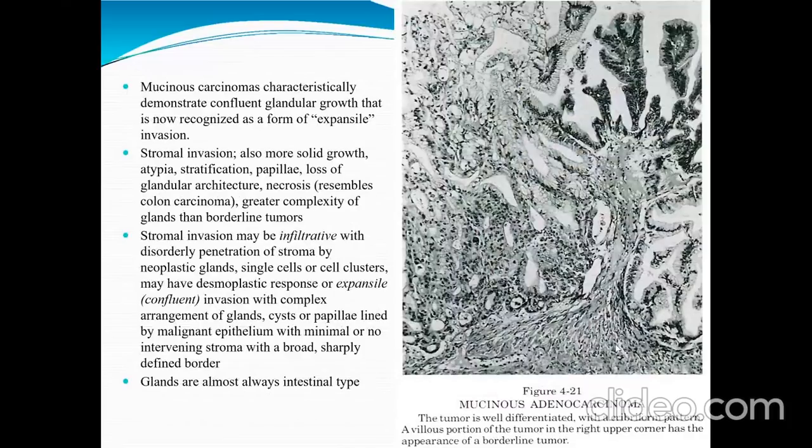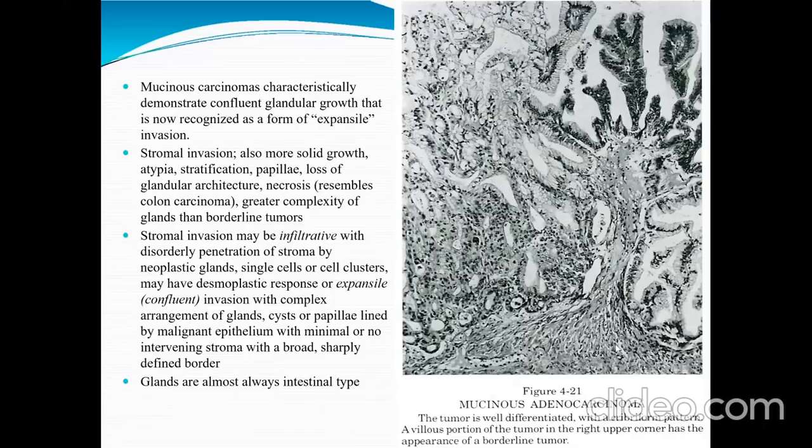And here is a photomicrograph of mucinous adenocarcinoma. The carcinomas characteristically demonstrate confluent glandular growth that is now recognized as a form of expansile invasion. Stromal invasion, also more solid growth, atypia, stratification, papillae, loss of glandular architecture, and necrosis, greater complexity of glands than borderline tumors. These are all features of carcinoma.